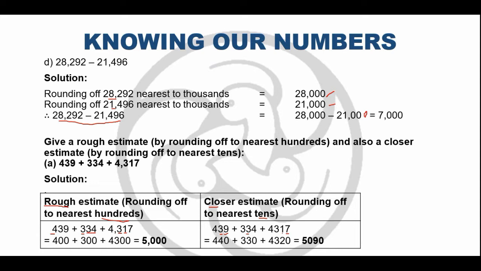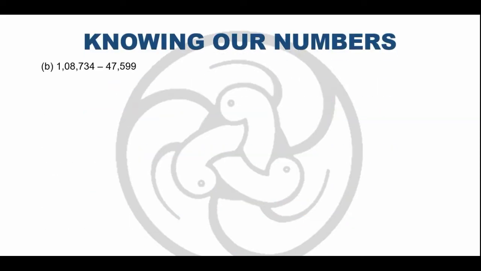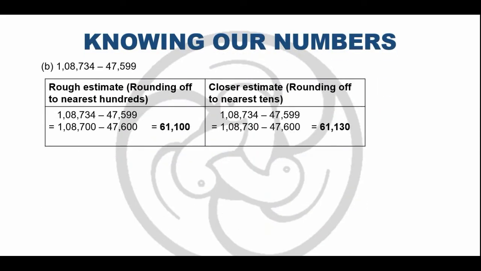Whenever I add all these three values, I get the answer as 5090. So the rough estimate is 5000. The closer estimate is 5090. So next one is a rough estimate. So you have to round up to the nearest 100.